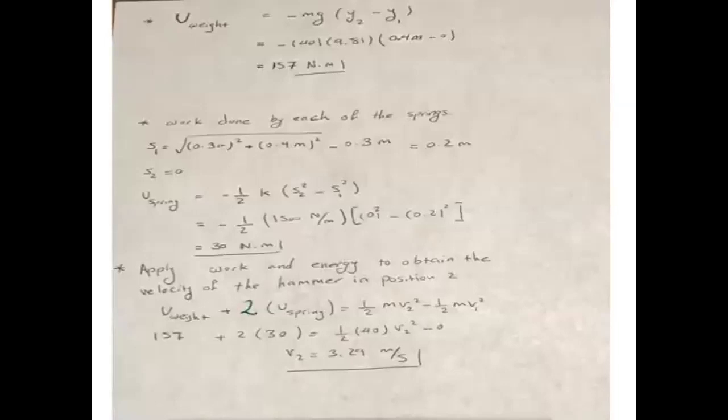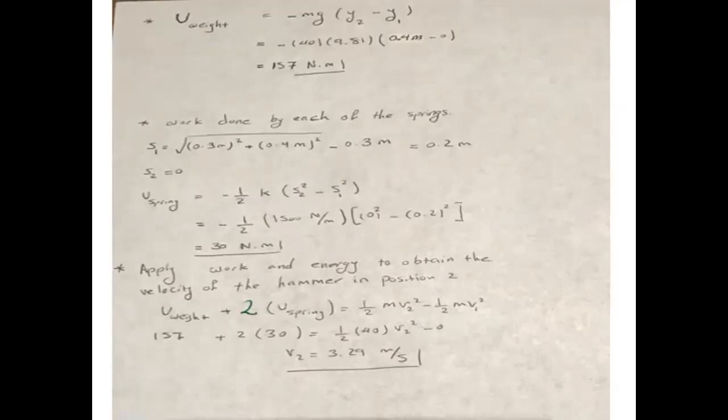Okay, first we have to calculate the work done by the weight. The hammer falls downward, so the work is positive, and its magnitude is the product of the weight and the change in height. So the work of the weight is 157 Newton meters. Now we have to calculate the work done by each of the springs.